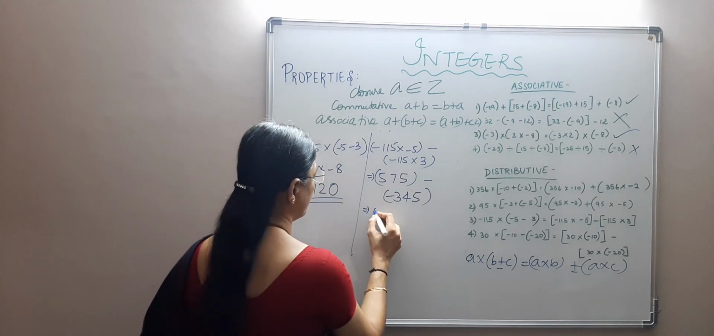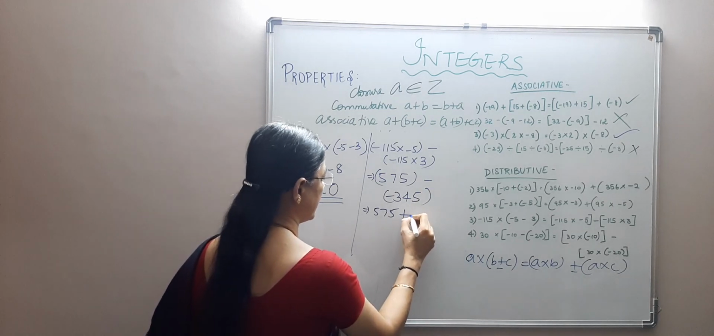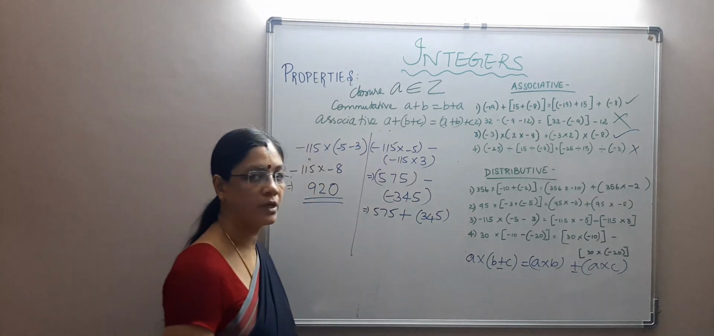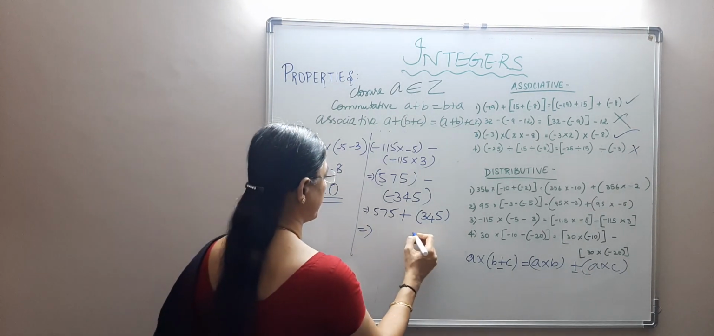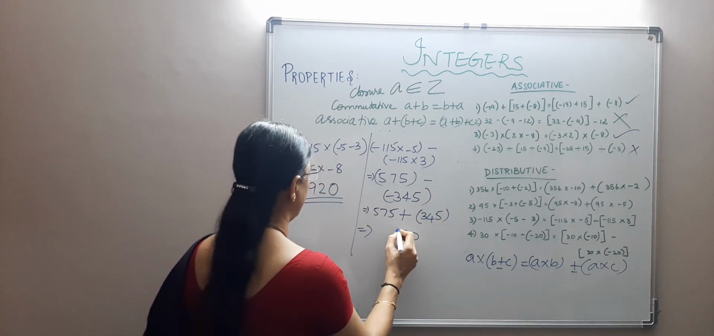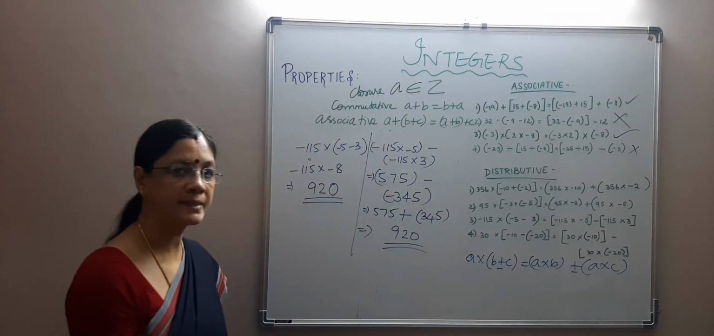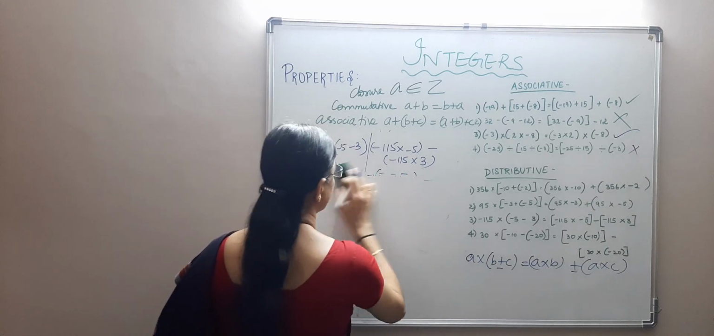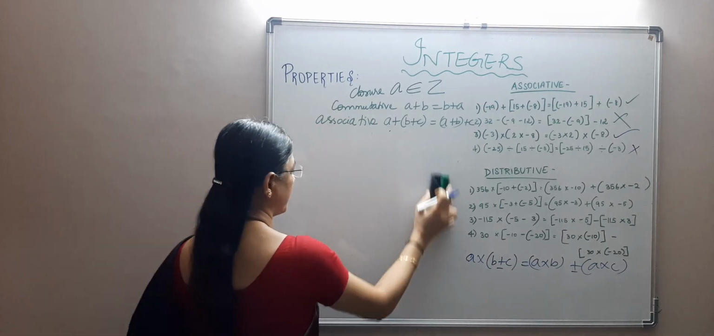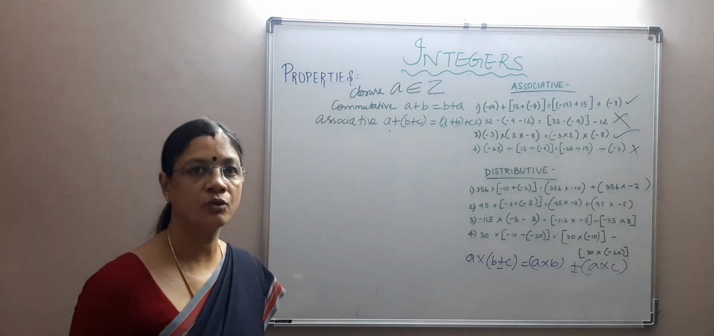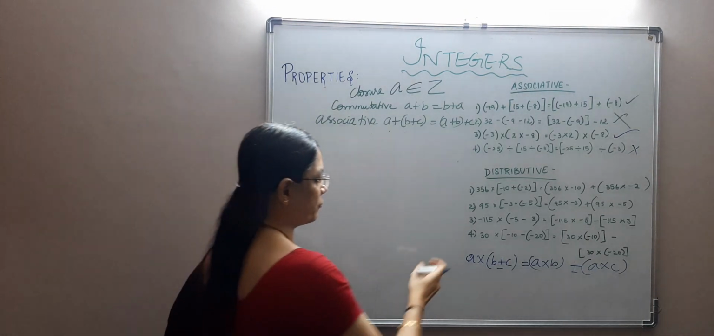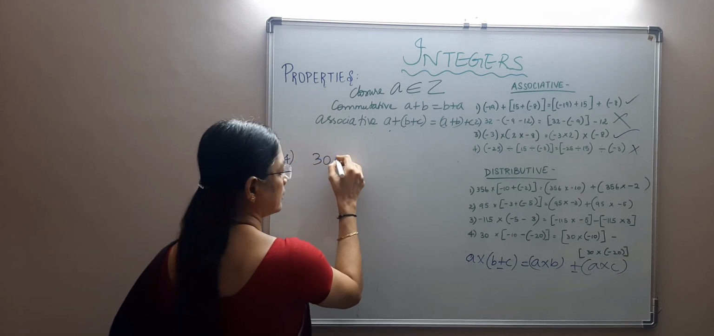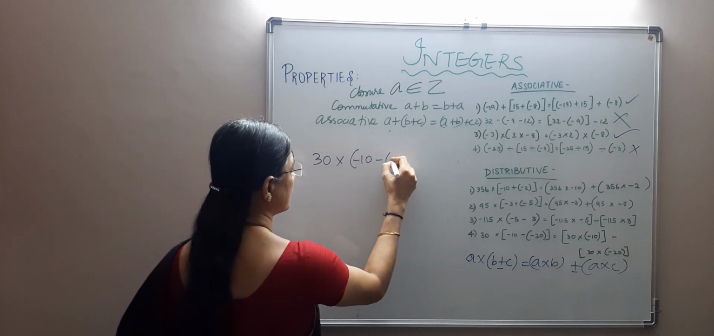Now let's see 75. The subtraction becomes addition. The additive inverse of minus 45 is plus 45. So what is the answer? 120. See, you have the same answer here. So distributive property, multiplication over subtraction also, integers follow the distributive property for the format of subtraction, multiplication over subtraction.